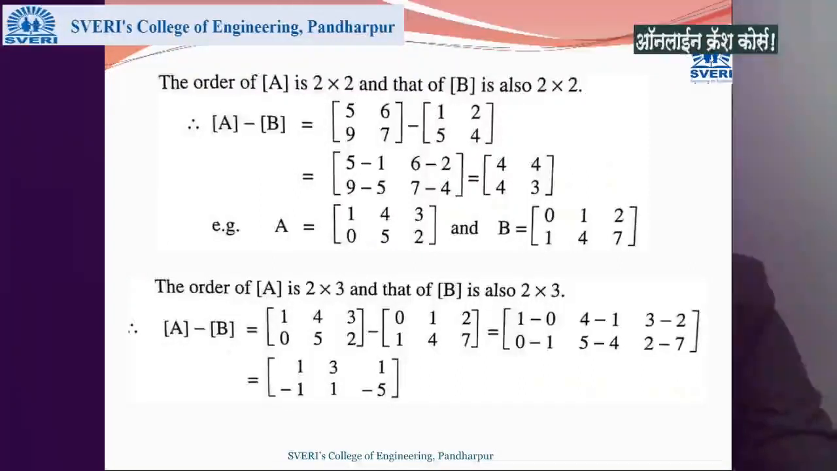Here also a basic condition applies. The order of the two matrices should be the same. Then and only then can we add or subtract any two matrices. And if we take matrix A and matrix B with order 2 by 3, again we use the same method. First row 1 minus 0, 4 minus 1, 3 minus 2. Second row 0 minus 1, 5 minus 4, 2 minus 7. So it gives the elements 1, 3, 1, minus 1, 1, minus 5.